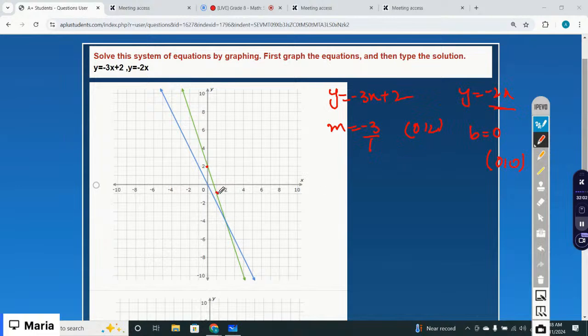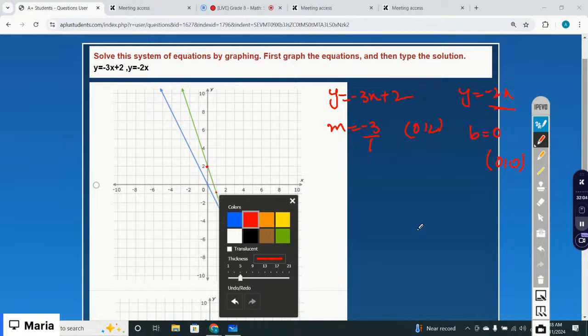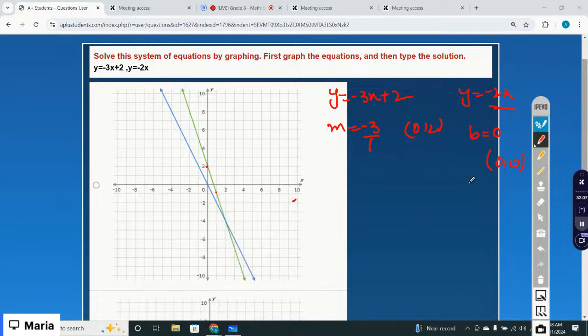So these are the 2 points. You need to join them and make a line. So for the second one, the slope is negative 2. The 1 point is at the origin because the y-intercept is 0, right? So the slope is negative 2 over 1. You need to move down 2 points and right 1 point.